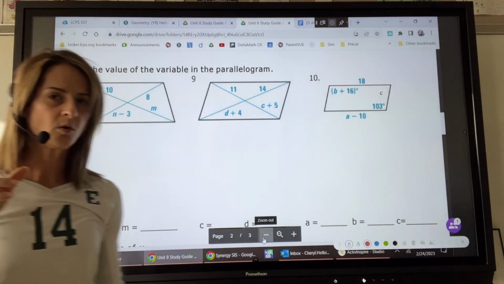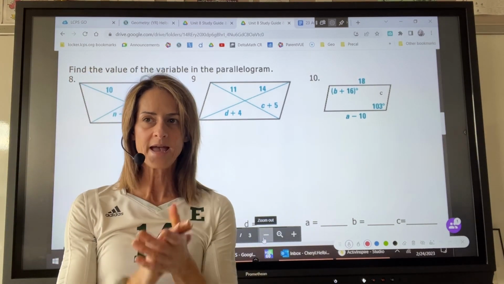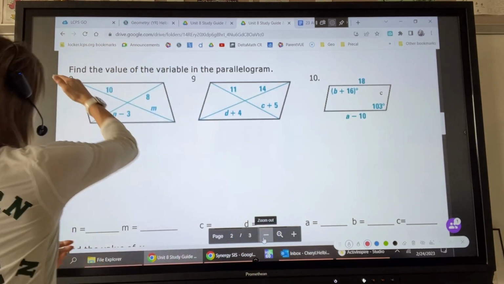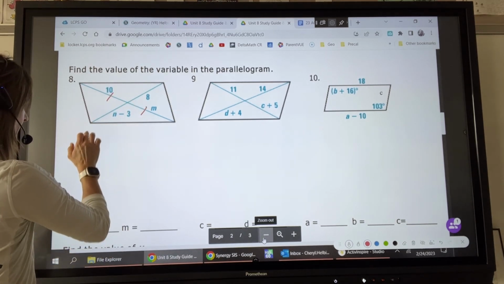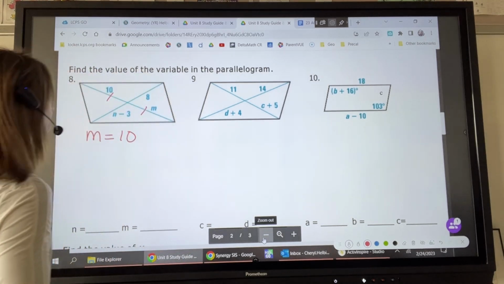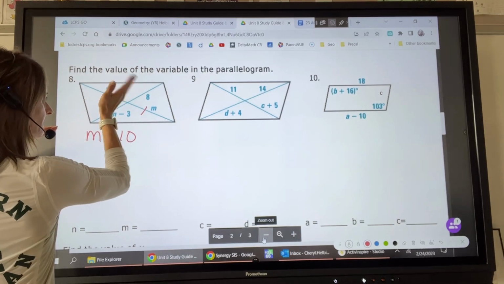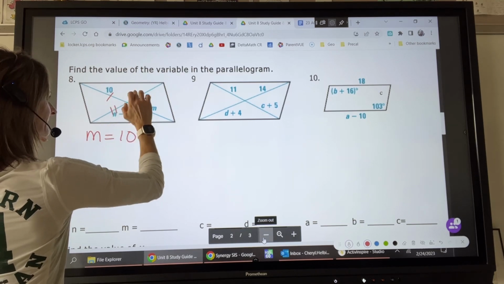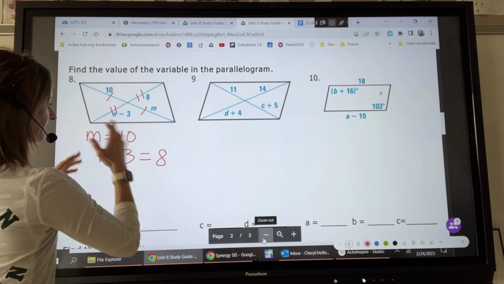First thing we know about one property of parallelograms is that the diagonals bisect each other. So this diagonal is bisected, which means that M is going to be equal to 10. There we go, no work. This diagonal is a different length than this diagonal. The diagonals aren't congruent, but it's still been bisected, cut perfectly in half. So you'd set n minus 3 equal to 8 and then solve for n.